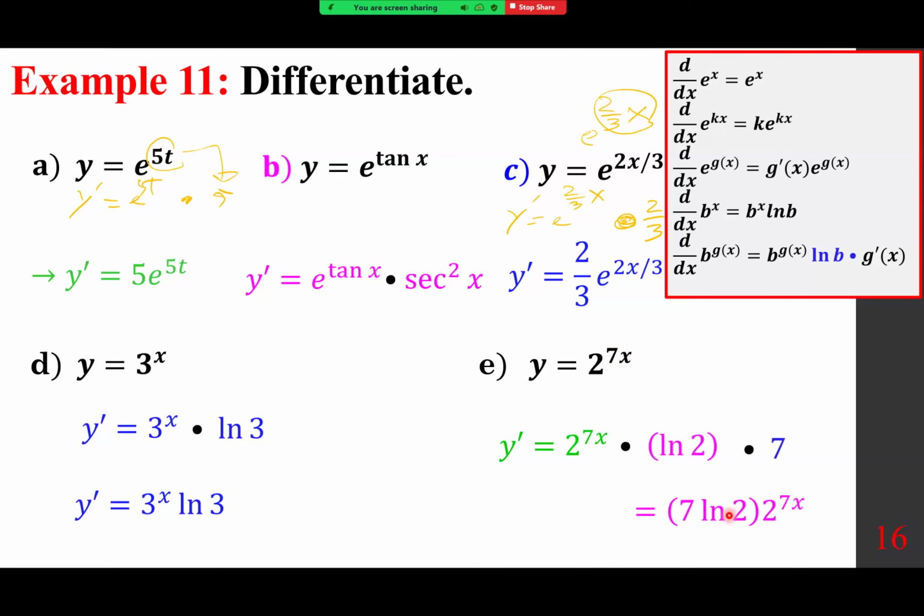The reason we put this in a parenthesis is because if we don't, one may think it's 7 ln of 2 to the power of 7x. So be careful the way you write things.